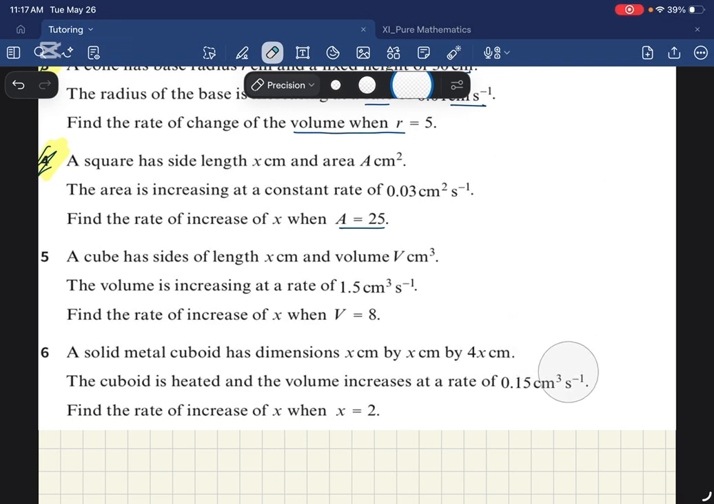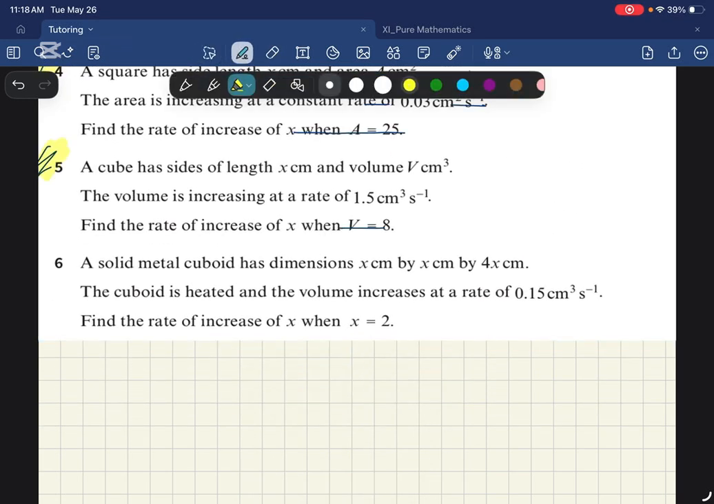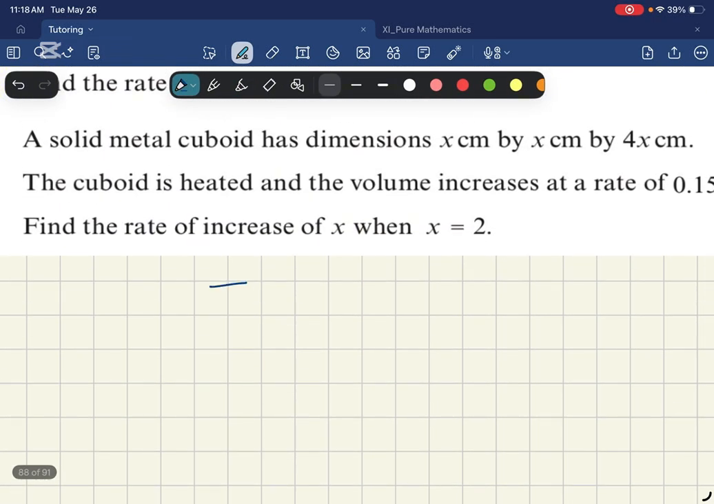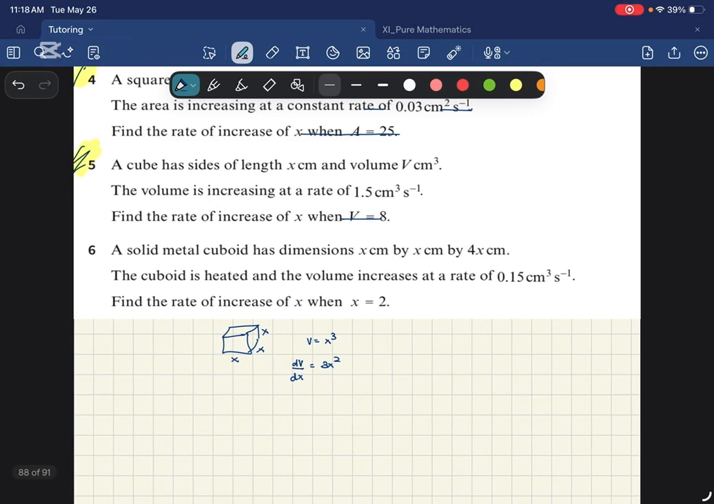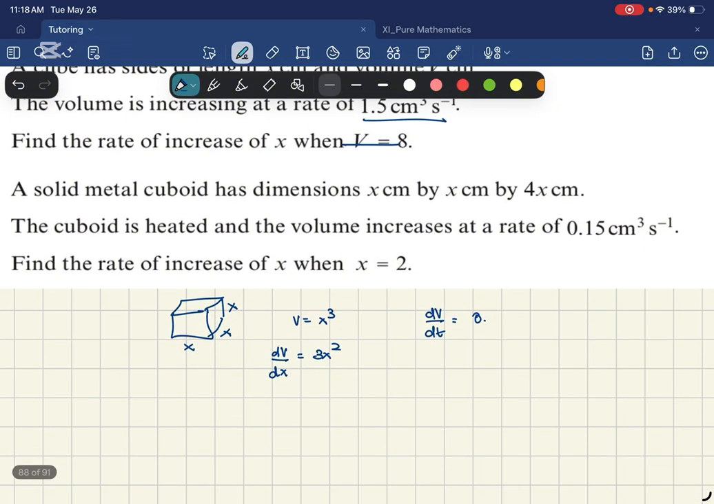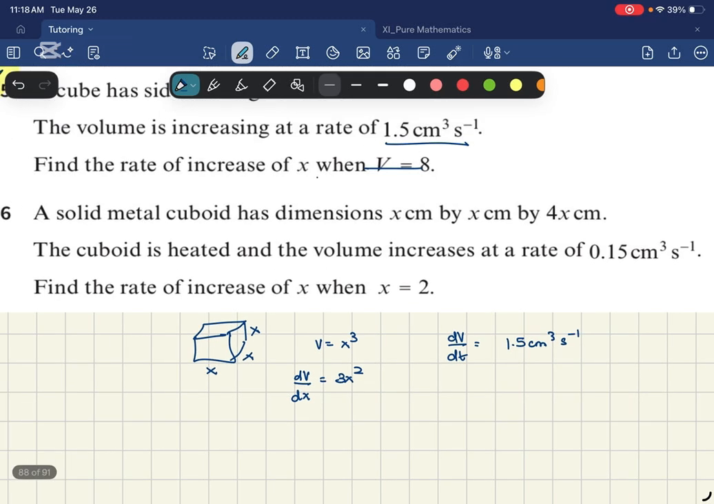All right. Question 5. A cube has side length x centimeter and a volume V. So a cube, something like this, it has x, x, and x. So volume is just x cubed. So now, because V is defined with respect to x, it's going to be useful to find dV by dx. And that is just 3x squared. All right. So volume is increasing at this rate. So we are given dV by dt is equal to 1.5 centimeter cubed per second. And find the rate of increase of x when V is equal to 8.